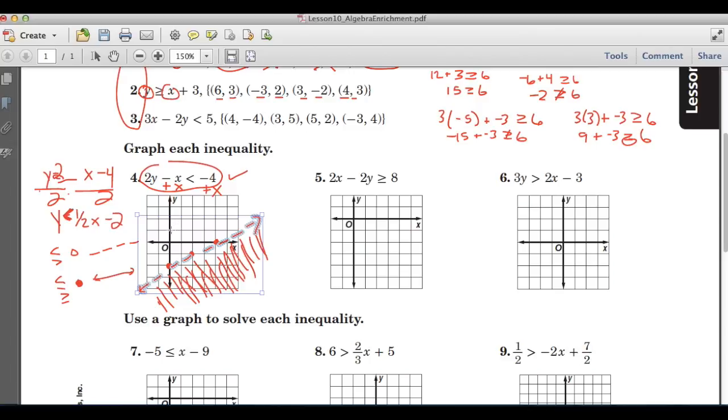And just to make sure, you can always test a point. For example, the point 0, 0 is not on the line. So let's plug that in. Plug 0 in for x and 0 in for y. So we get 2 times 0 minus 0 is less than negative 4. 2 times 0 is 0. 0 minus 0 is 0. Is 0 less than negative 4? No, it's not. That's why I did not shade in this direction up here.